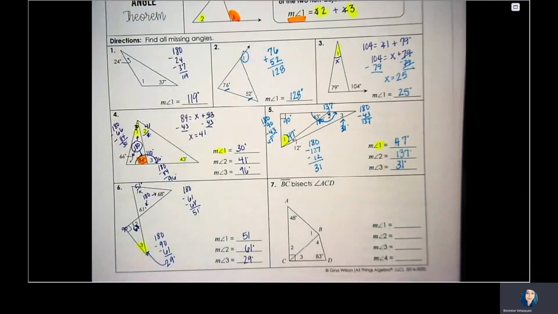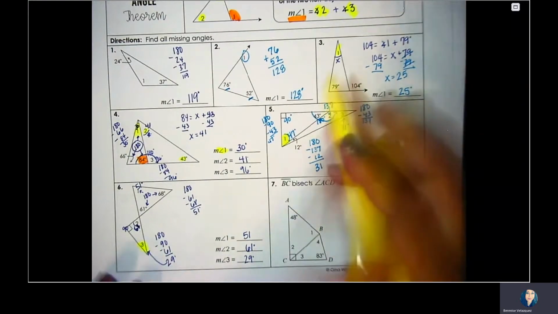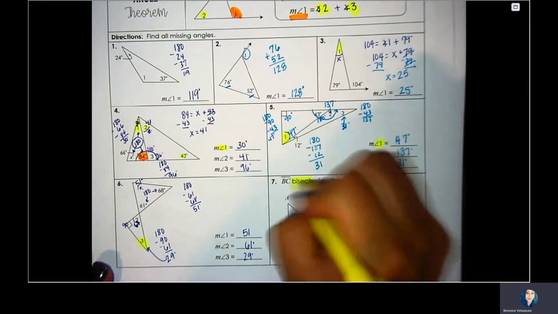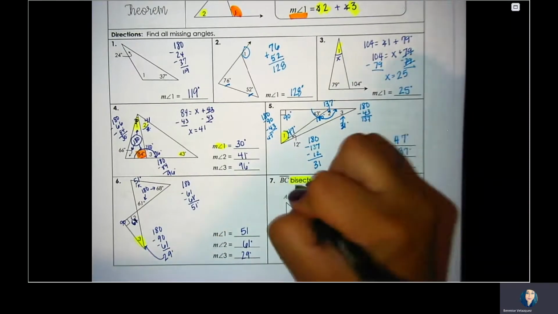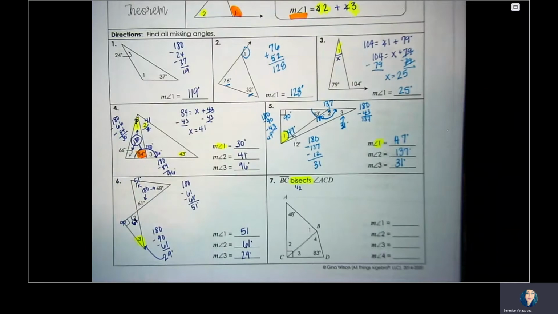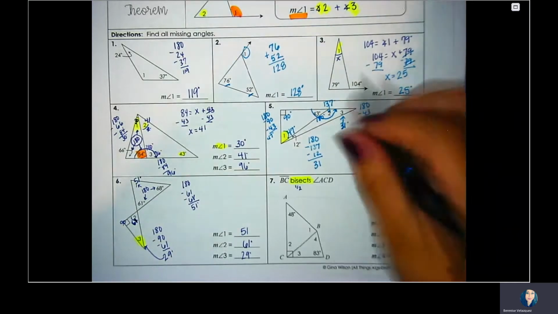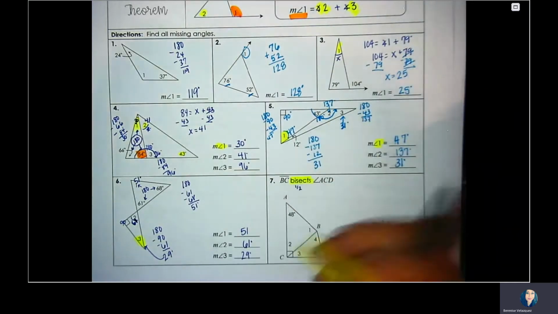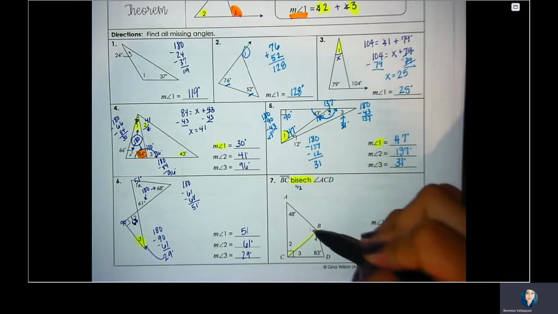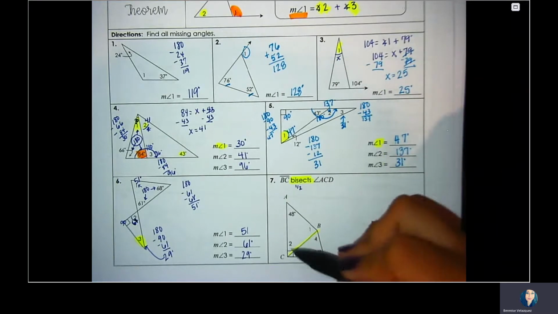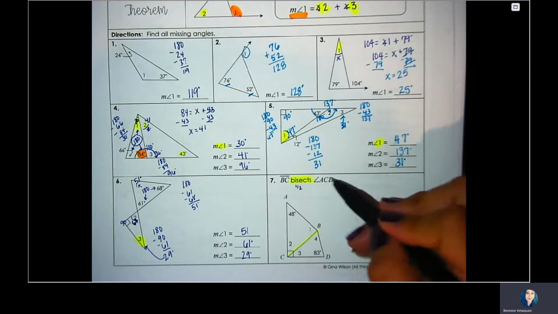Okay, now the next one is harder because of this word here, bisects. If you don't catch what that means to do to the angle, you're not going to get anywhere. Okay, bisects means to split in half. It means that the 2 pieces are equal. So now that you know that, let's find BC. Here is BC, and it split angle ACD. So either it split this one or these 2. So let's look at ACD.